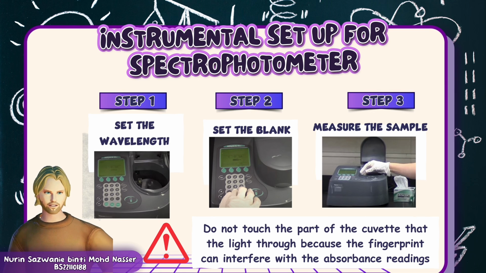Next, the instrumental setup for the spectrophotometer. This setup involves 3 steps: the first one is to set the wavelength to the desired wavelength needed, second, set the blank, and lastly, measure the sample. And remember, do not touch the part of the cuvette that the light goes through, because fingerprints can interfere with the absorbance readings.